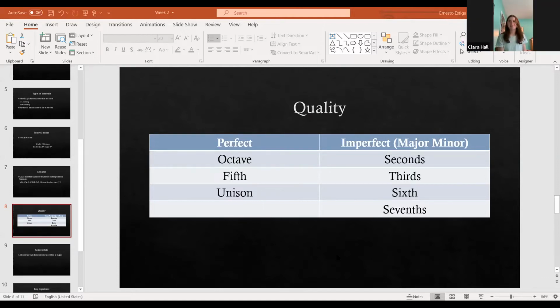Oh, 6. So it's a 6, and it is not major, so it is perfect? 6ths are never perfect. 6ths are either major or minor. Major, diminished, minor. This is minor, exactly. It is minor. So if it's not major, it is smaller than major, it is minor.